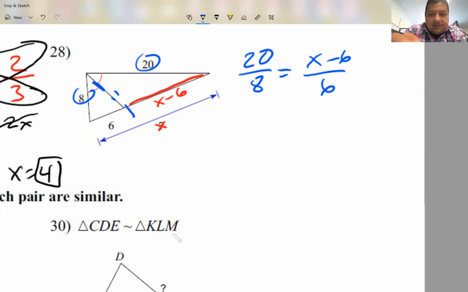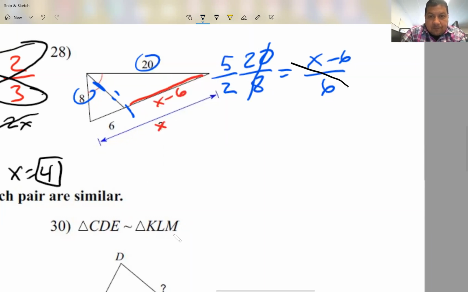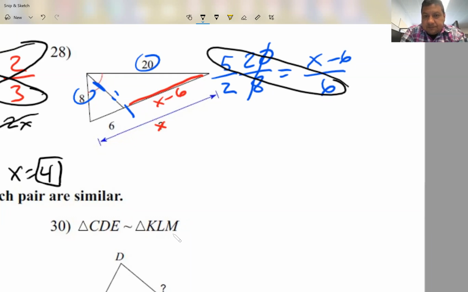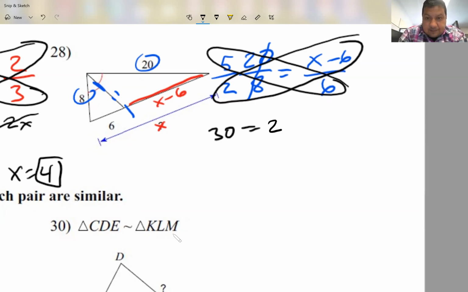All right, let me simplify if possible. 20 over 8, let me simplify that. Let me divide each by 4. So that gives me 5 over 2. Now I'm going to be able to cross multiply. 6 times 5, I'm going to go the easy multiplication first. 6 times 5 is 30. So that's not bad. Now here, the number by itself, so the 2, it goes 2 times X minus 2 times 6. So I have 30 is equal to 2X minus 12.